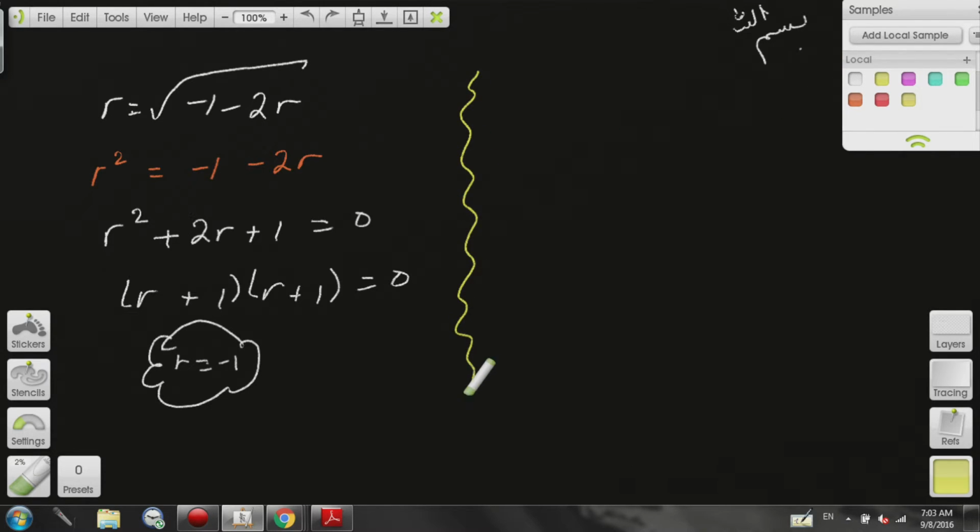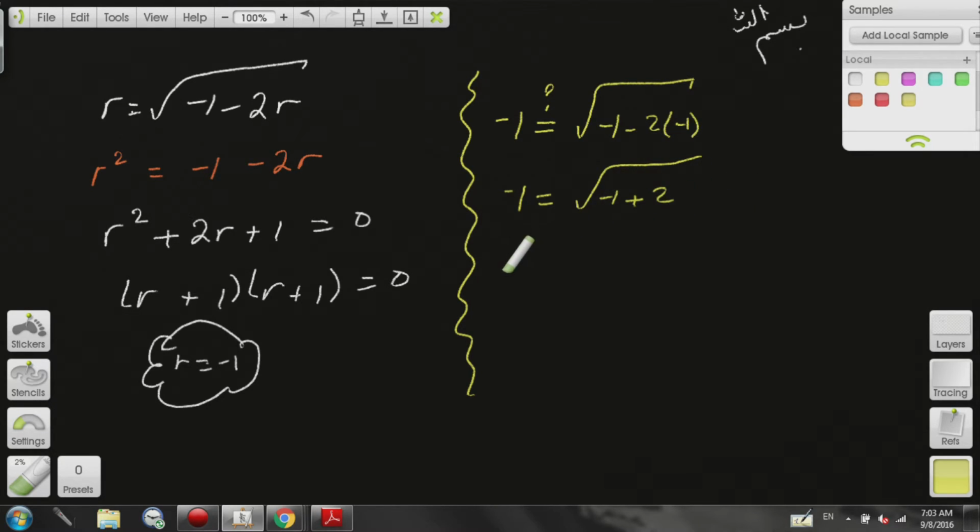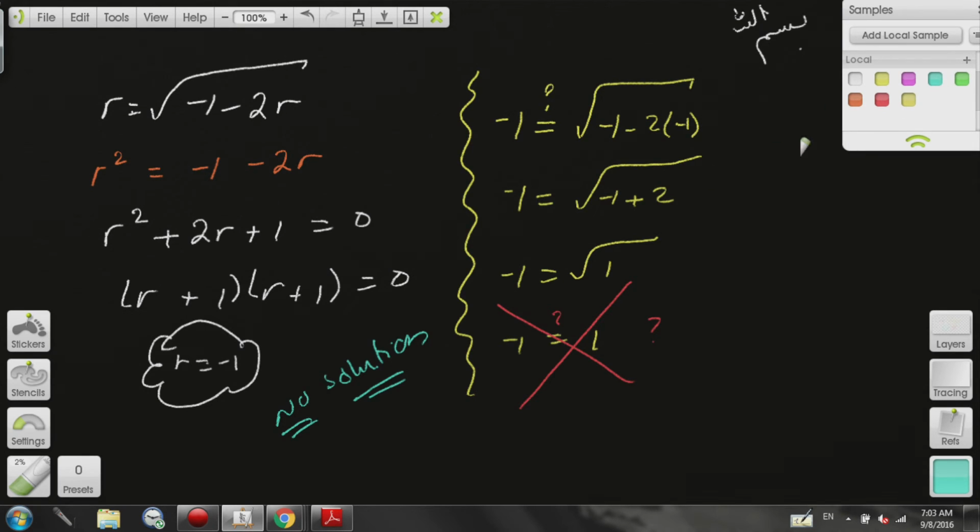Let's go check this. You substitute negative 1 over here. Does negative 1 equal the square root of negative 1 minus 2 times negative 1? This is plus 2, so does negative 1 equal the square root of 1? Does negative 1 equal 1? No, not on our planet. So in this case, there is no solution. So it's very important to check your answers.